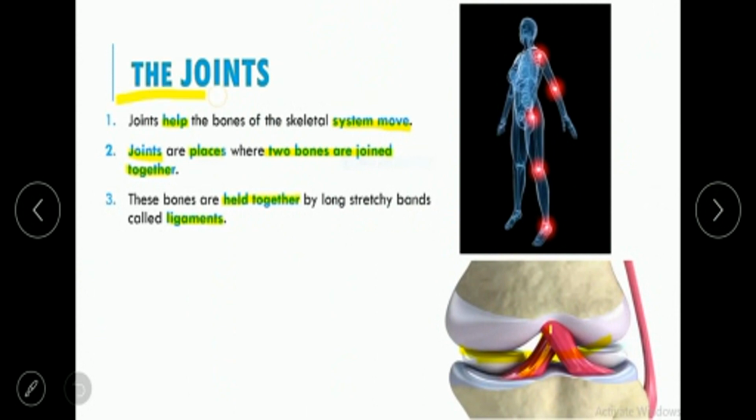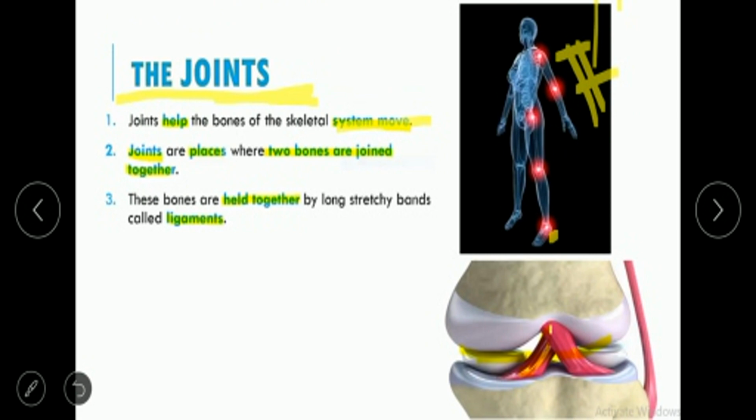So what are joints? Joints help the bones of the skeletal system move. Means joints help these bones to move from one direction to another direction. Joints are places where two bones are joined together. This is a joint, this is a joint, this is a joint, and so on.